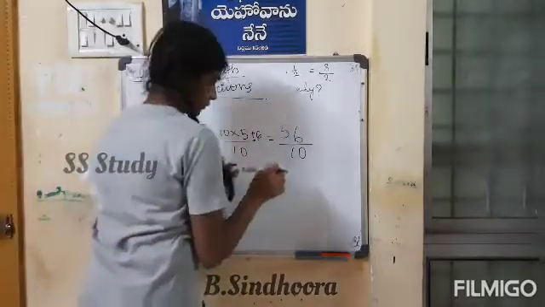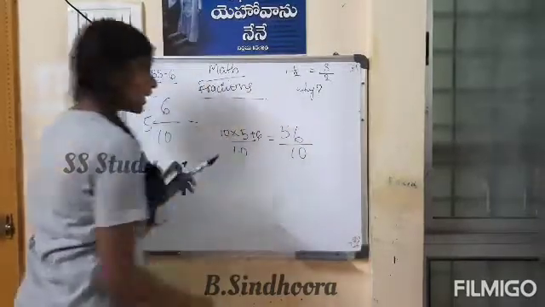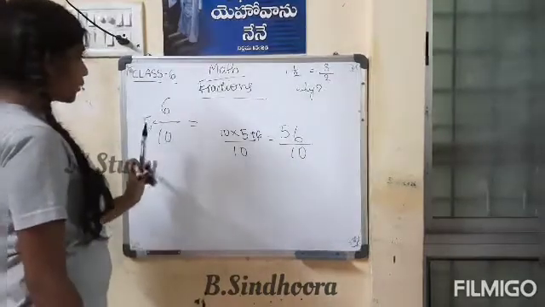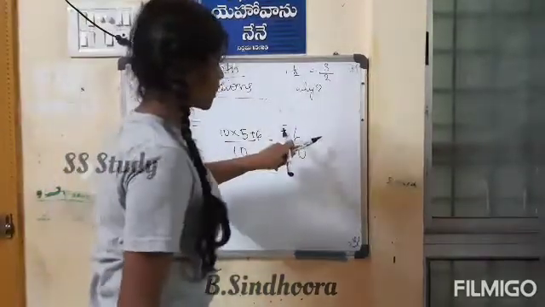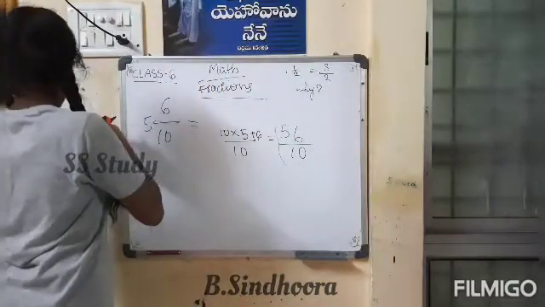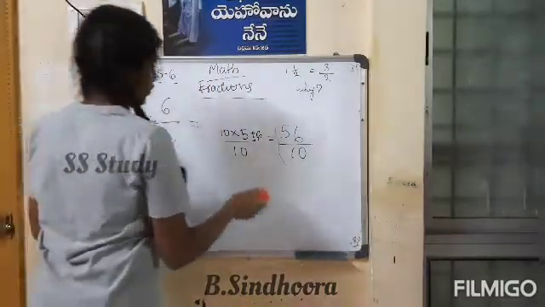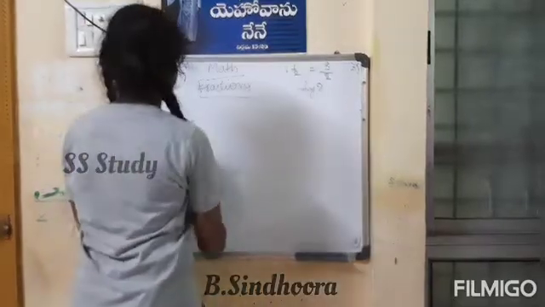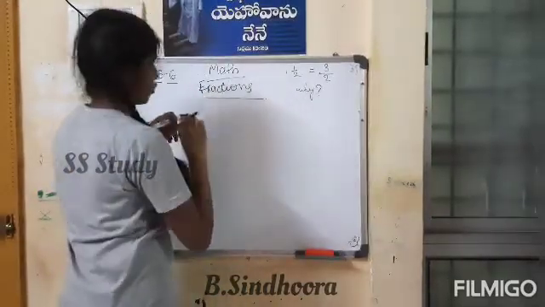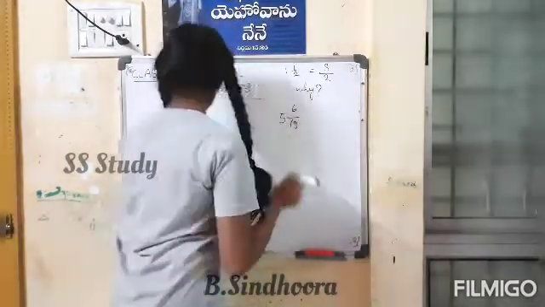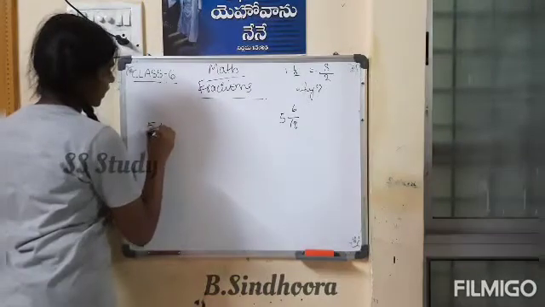Okay. Now let's convert this improper fraction into a mixed fraction. Now you have learned how to convert a mixed fraction into an improper fraction. Now I'm going to tell you how to convert an improper fraction into a mixed fraction. Same, 56 by 10. Let's see. We need to get 5 6 by 10. Remember. So, 56 by 10.